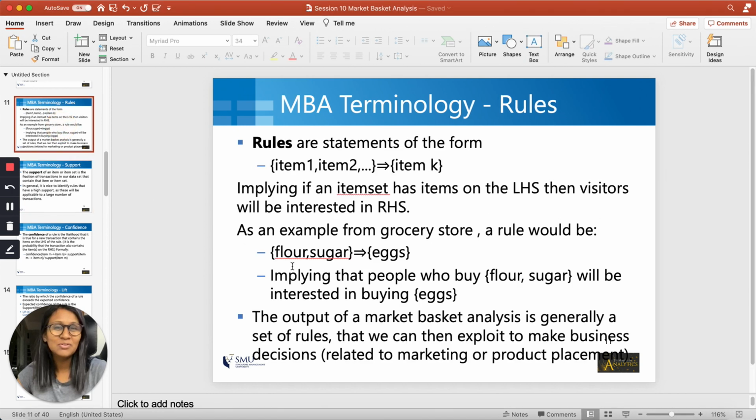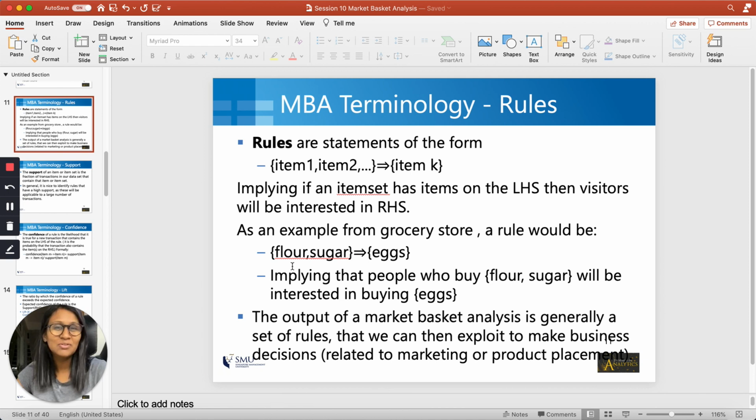So let's take a look at this example. Flour and sugar implies eggs. So if this is my rule and I want to find out the support of this rule, what would I do? Basically, to find out the support of this rule, I want to find out the fraction of the transactions where flour, sugar and eggs are purchased together.